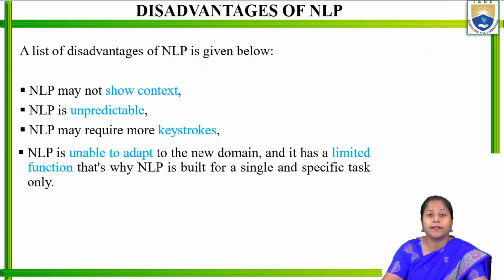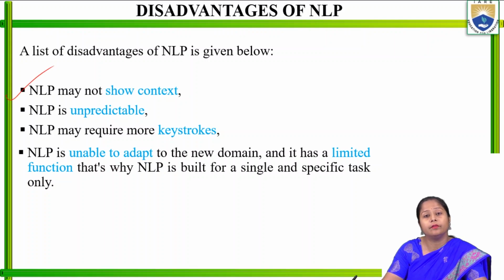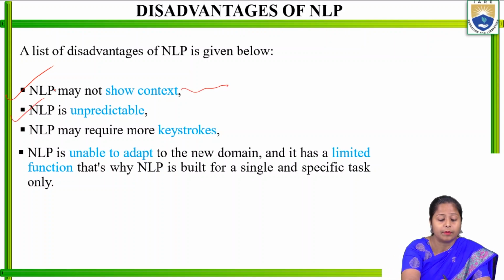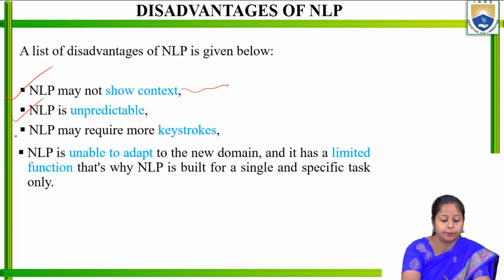Different disadvantages are there. A list of disadvantages of NLP: NLP may not show the context. The way the language has been used, it cannot differentiate the sense of it, the objective behind it. It cannot sense the context some of the time. NLP is unpredictable. Whatever input we feed the machine learning models, we cannot predict the output, because it is unpredictable.